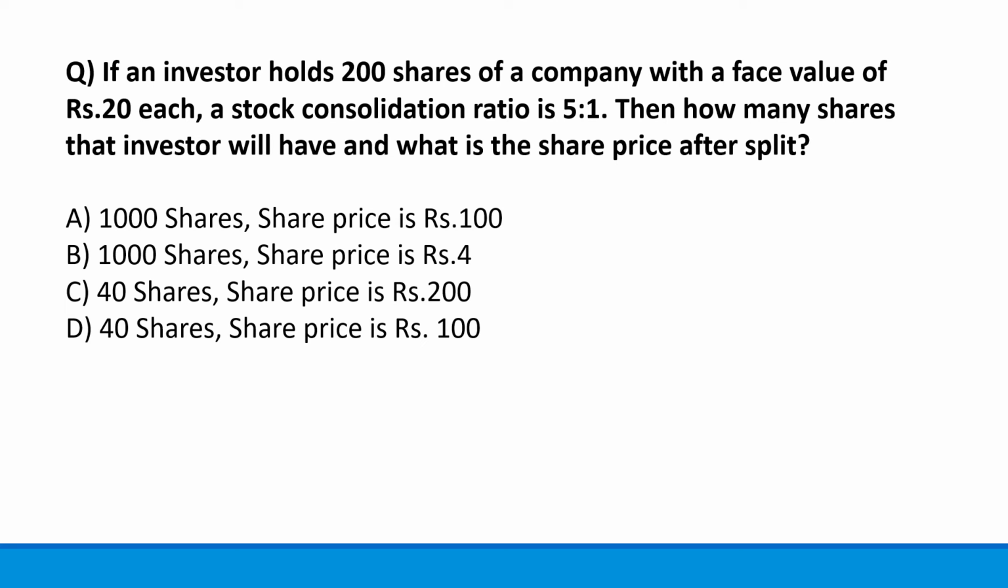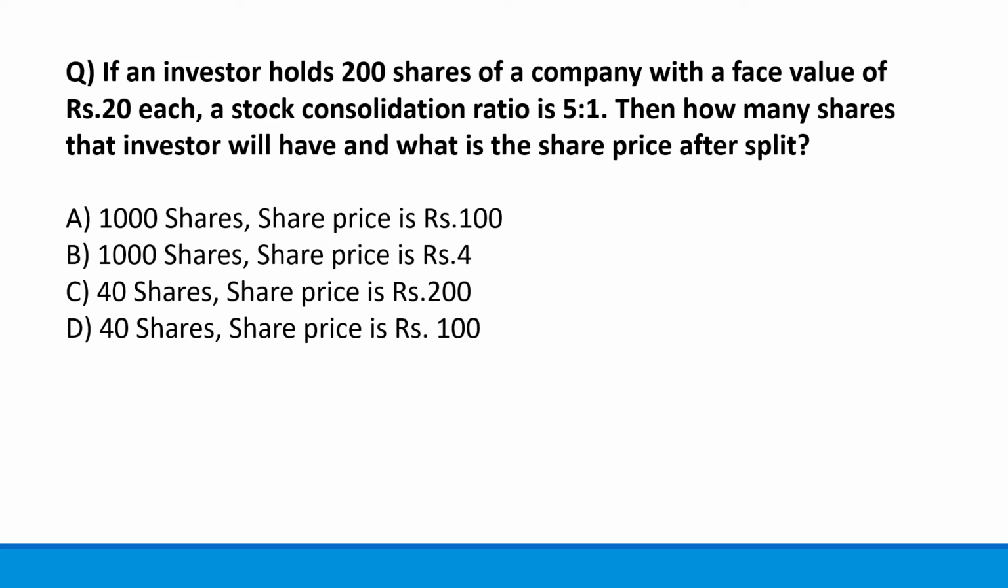If an investor holds 200 shares of a company with a face value of 20 rupees each, a stock consolidation ratio is 5:1. Then how many shares will that investor have and what is the share price after the split?